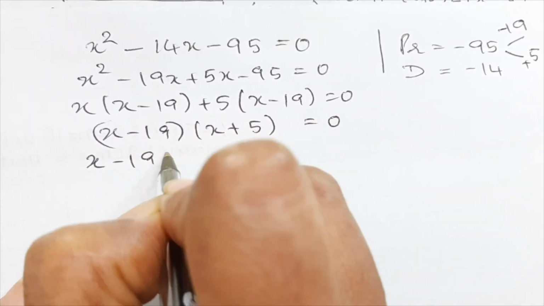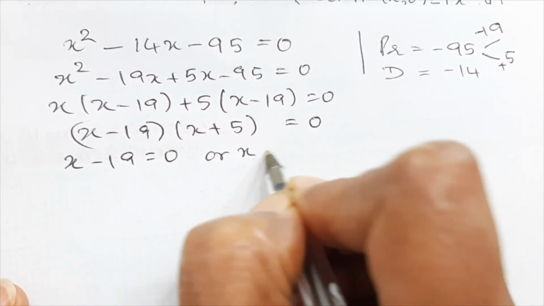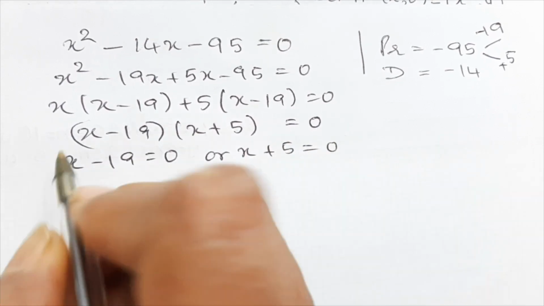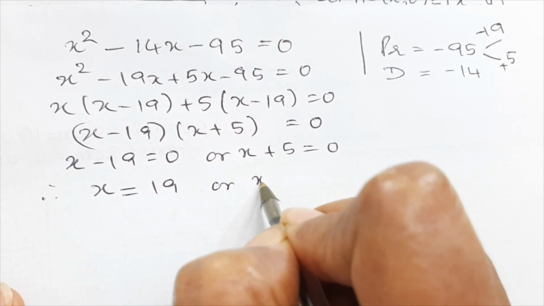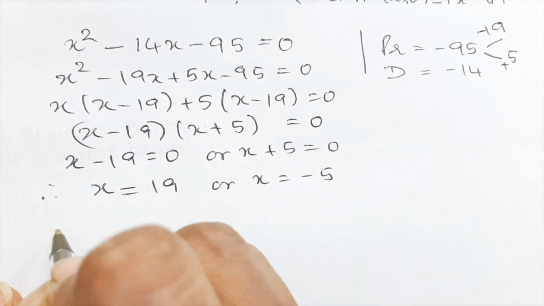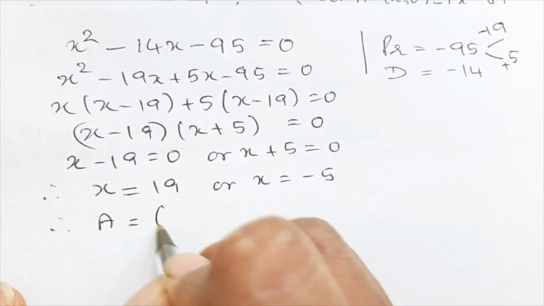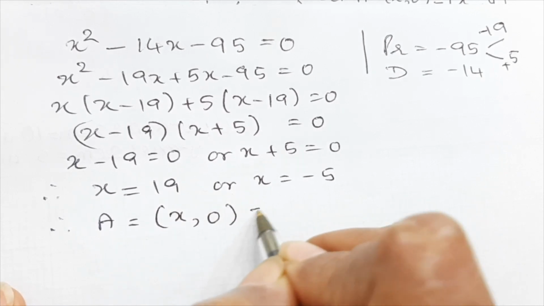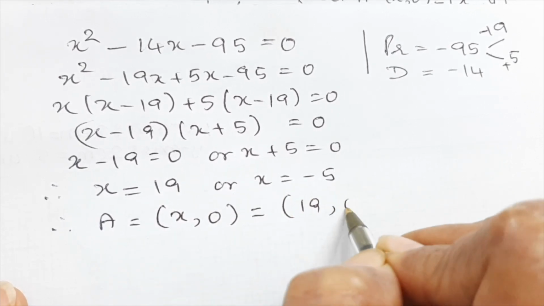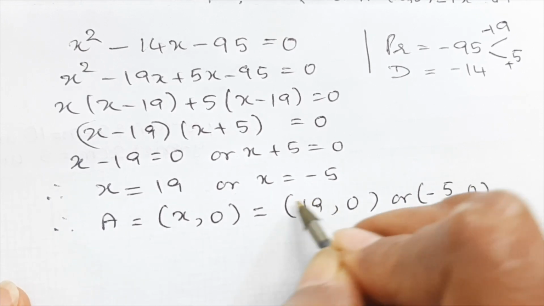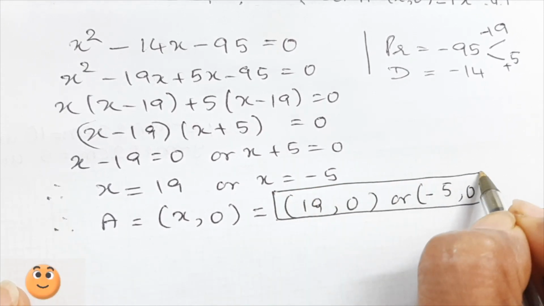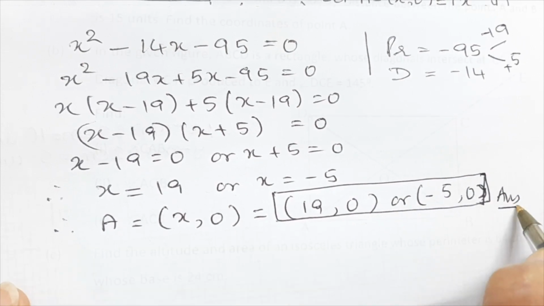So x minus 19 equal to 0 or x plus 5 equal to 0. That will give us x equal to 19 or x equal to minus 5. Therefore, A, which is going to be x comma 0, is 19 comma 0 or minus 5 comma 0. So these are the coordinates of A, and that is our answer.